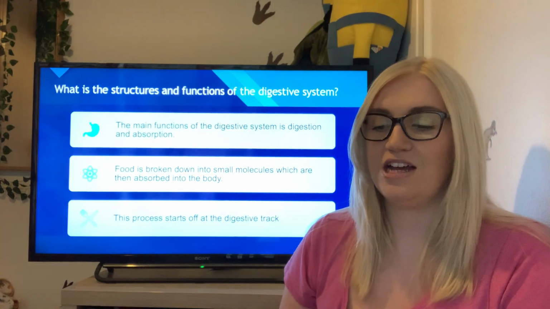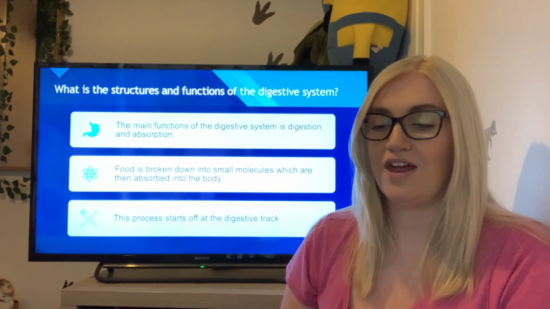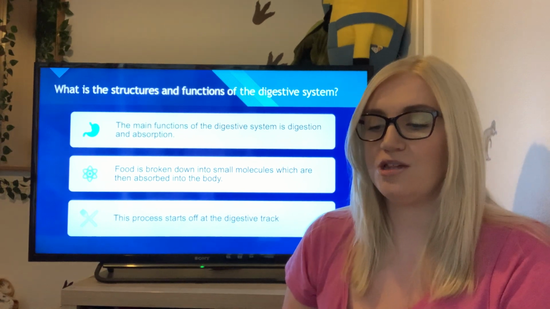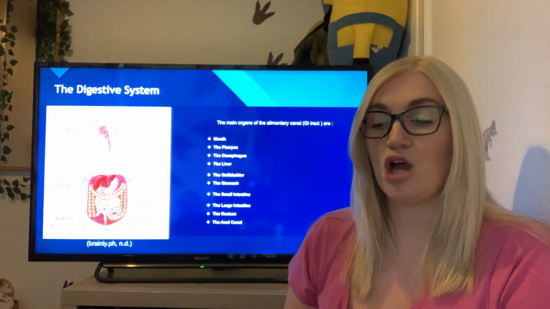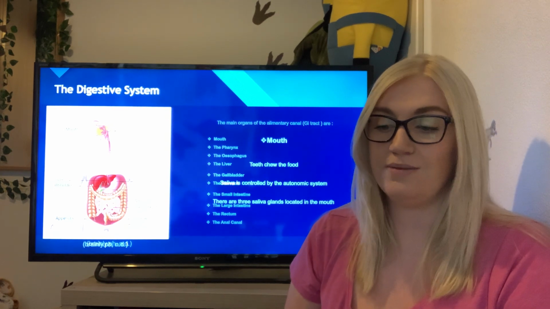The main functions of the digestive system are digestion and absorption. Food is broken down into nutrients which are then absorbed into the body, which we then use for energy, growth and repair. The process begins at the digestive tract. This is a hollow tube linking the mouth through to the anus. This is how food travels through the body.